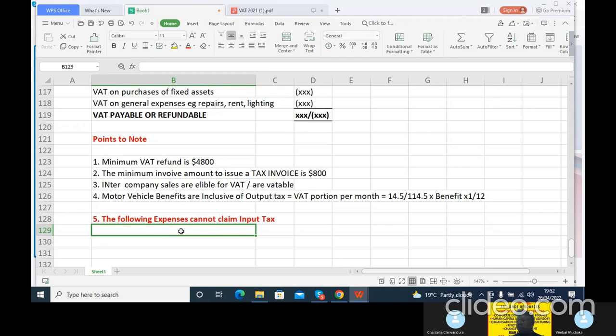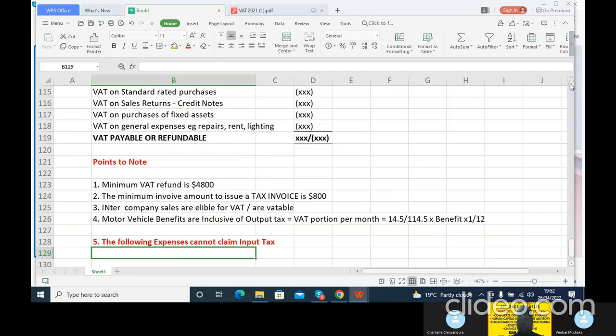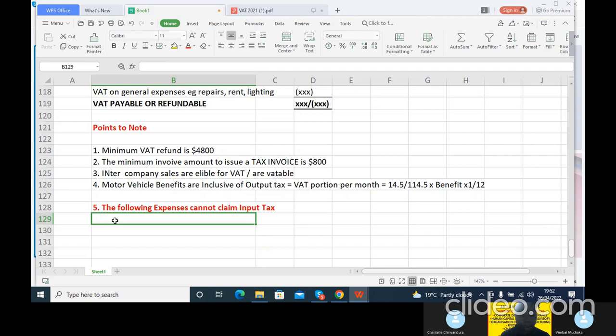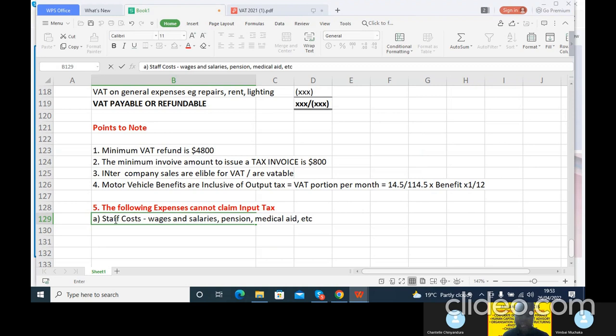You're welcome. Then, on input tax, there is VAT on general expenses. Not all of them are claimable. These expenses I have listed do not have VAT. For example, staff costs: wages and salaries, pensions, medical aid. These payroll costs have no VAT.